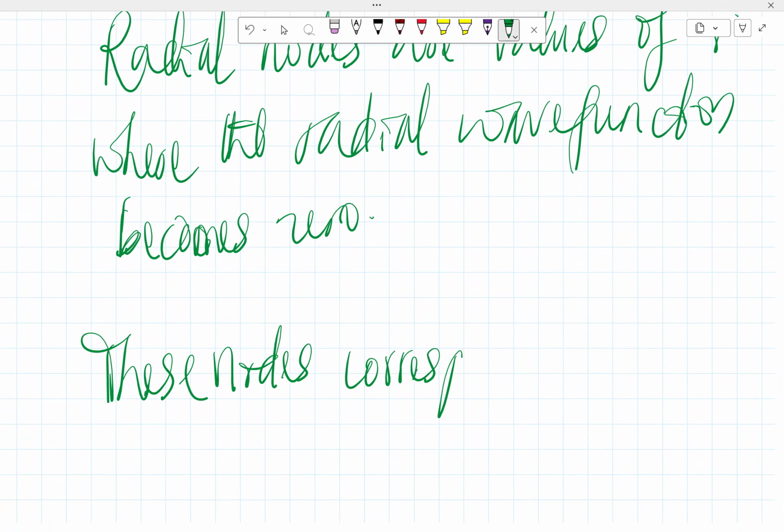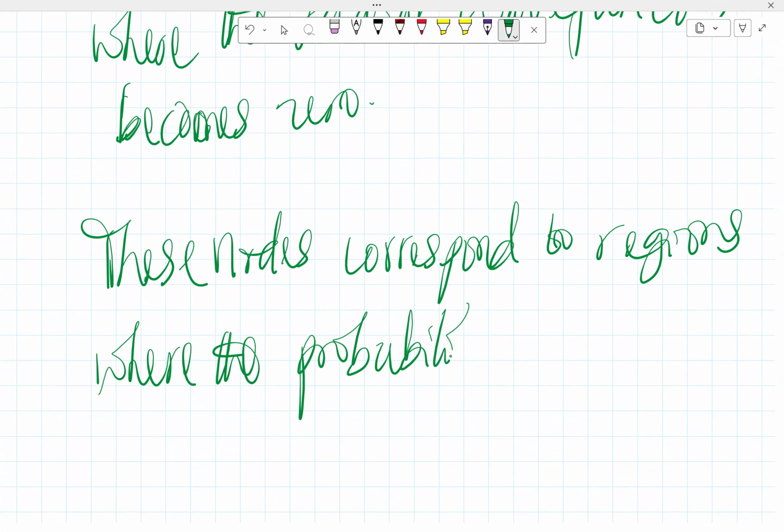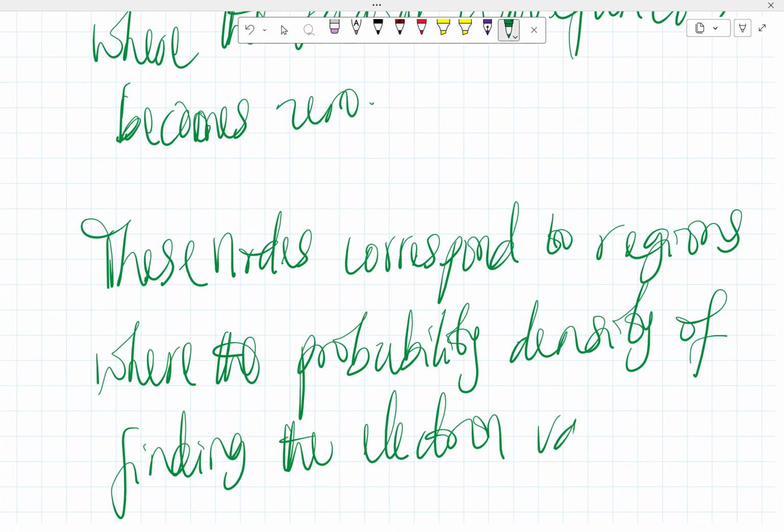These nodes correspond to regions where the probability density of finding the electron vanishes.